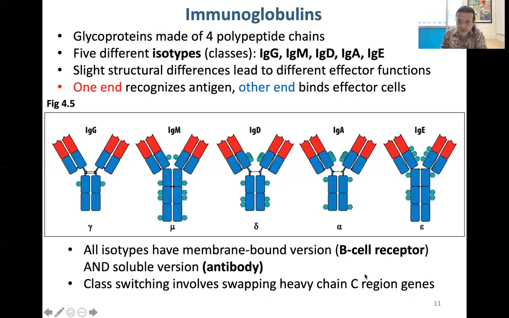Remember, the free-floating version of a B cell receptor is what we call an antibody, right? So it's no longer stuck to the surface of the B cell, it's released once the B cell becomes a plasma cell and starts making this alternate form of the Ig that's soluble. Okay?